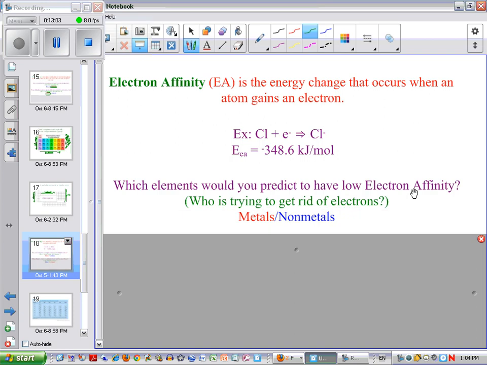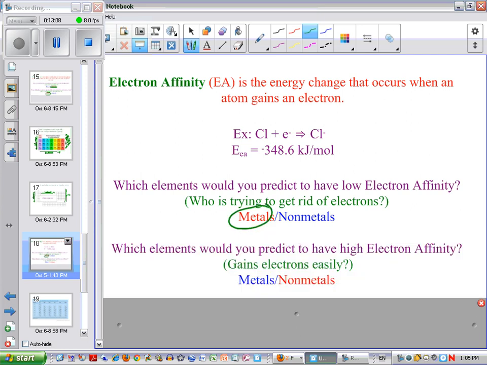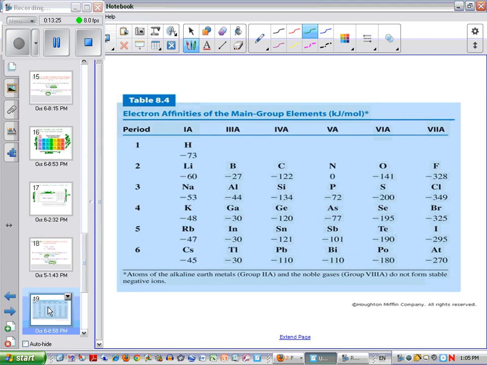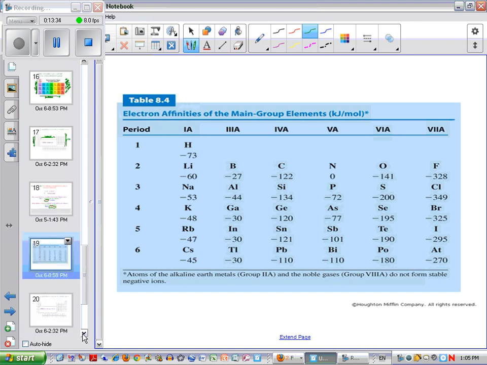So, who do you think is going to have low electron affinity? Who's trying to get rid of electrons, therefore they wouldn't want to buy another one? Metals. And who has high electron affinity? Who's trying to gain electrons? They would probably pay a lot of money to get an electron. Non-metals, exactly. And when you look at this next chart, ignore the negative signs because it's kind of the point of view of the other atoms. But you can see that as you go down a group, 73, 60, 53, 48, 47, the electron affinity decreases, and as you go across a period, it's a little wacky, but it mainly increases.